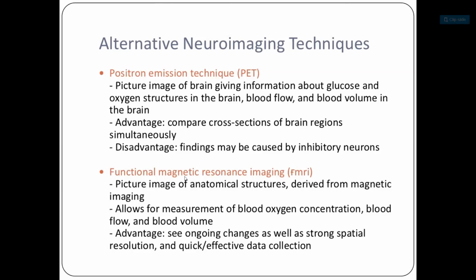Now, what is functional magnetic resonance imaging? A picture image of anatomical structures derived from magnetic imaging. It allows a measurement of blood oxygen concentration, blood flow, and blood volume. Advantage: seeing ongoing changes, as well as strong spatial resolution and quick, effective data collection.